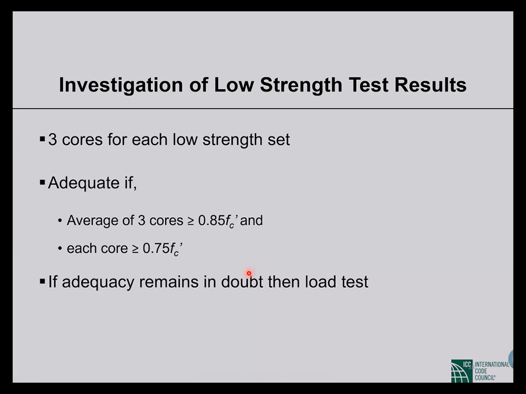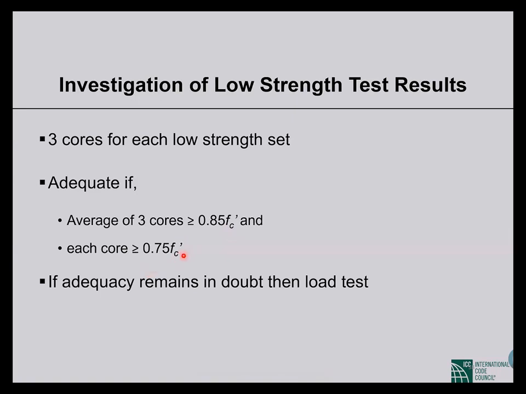But for professional practice, you have to study those ACI standards and literature for lower diameter cores. This is for a 4-inch diameter, 100 millimeter diameter core. So the average of three cores must be greater than 85% of fc prime, and each core must be greater than 75% of fc prime.